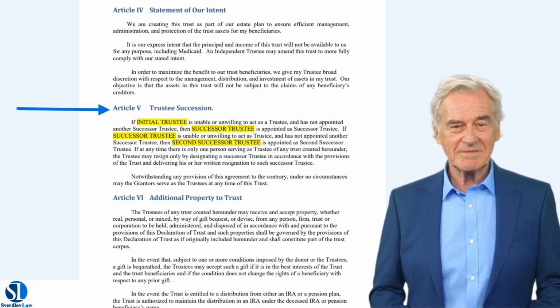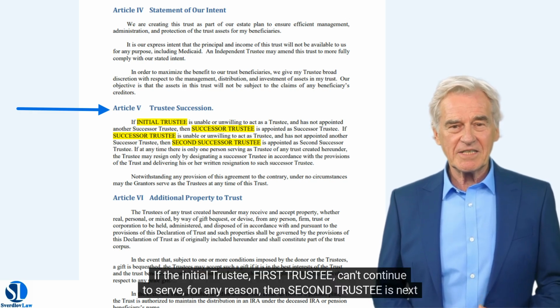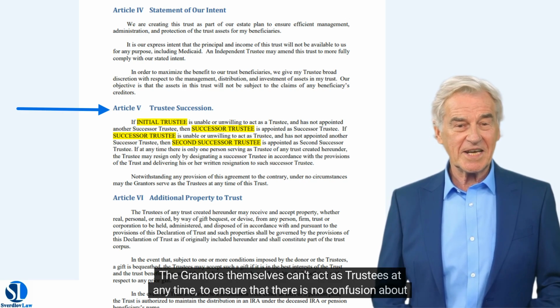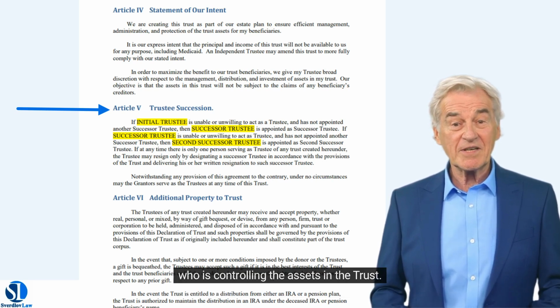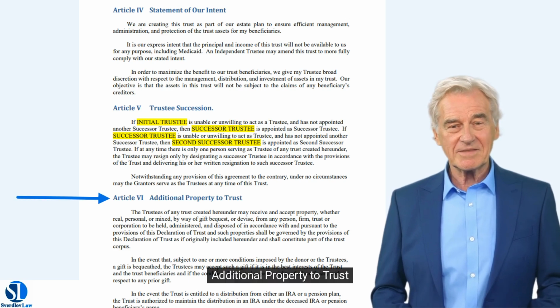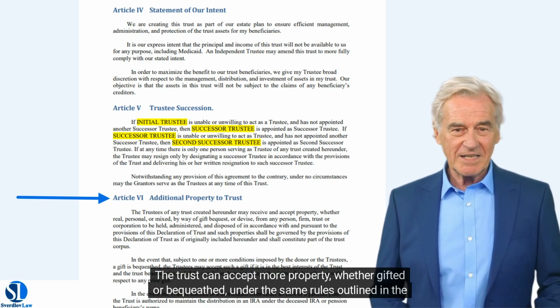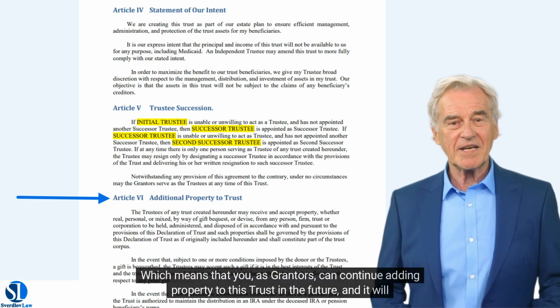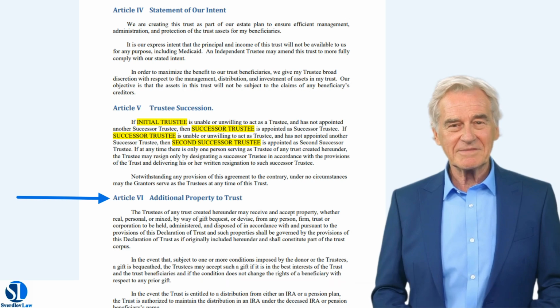Article 5. Trustee succession. If the initial trustee, first trustee, can't continue to serve, for any reason, then second trustee is next in line. The grantors themselves can't act as trustees at any time, to ensure that there is no confusion about who is controlling the assets in the trust. Article 6. Additional property to trust. The trust can accept more property, whether gifted or bequeathed, under the same rules outlined in the trust document. Which means that you, as grantors, can continue adding property to this trust in the future, and it will be managed in exactly the same manner as the initial contribution.